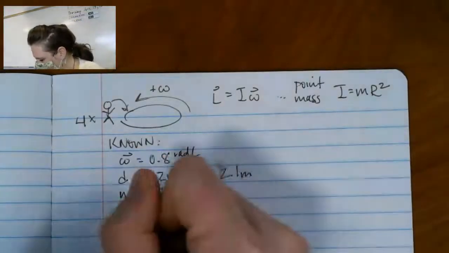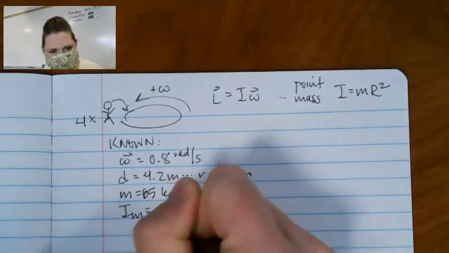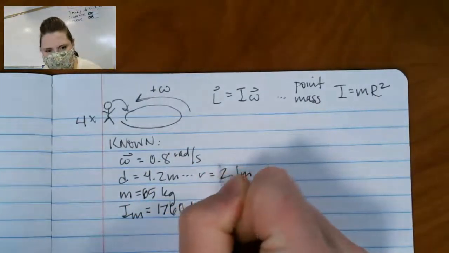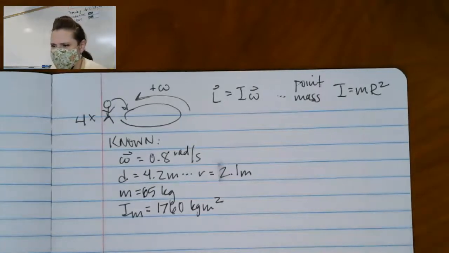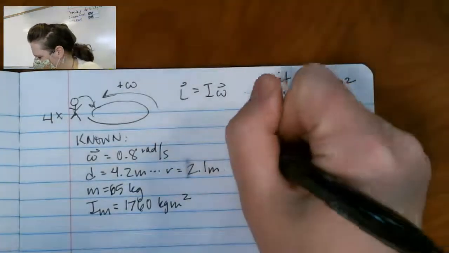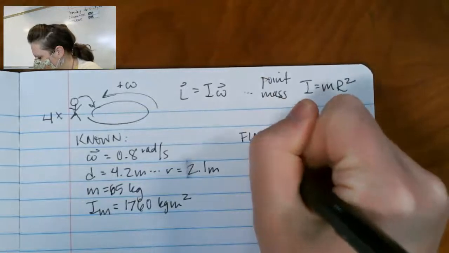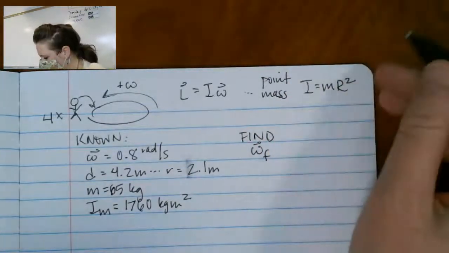We're given the moment of inertia of the merry-go-round as 1,760 kilogram meters squared. I don't think there's anything else that's given to us in the problem. So what we're looking for is the angular velocity after they jump onto the merry-go-round.